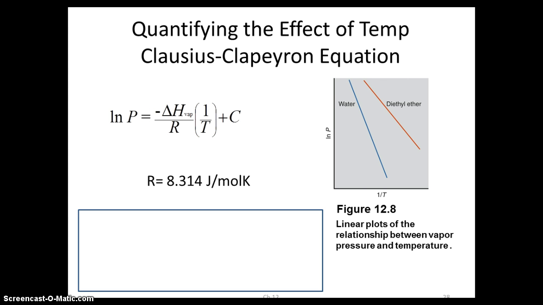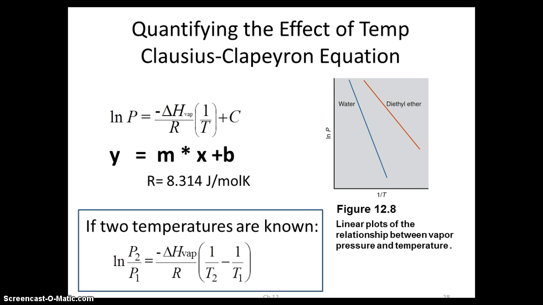So another thing to note is that R is the gas constant. So that's 8.314 joules per mole K. So if you notice the figure on the right here, they're straight lines. And if we think about how to represent a straight line, it's y equals mx plus b. So we can actually relate the Clausius-Clapeyron equation to a straight line.